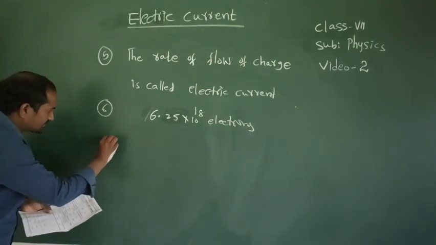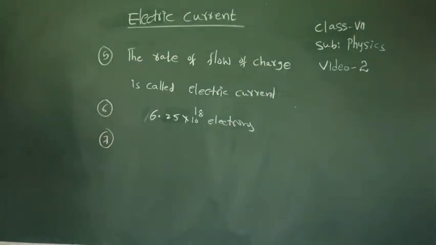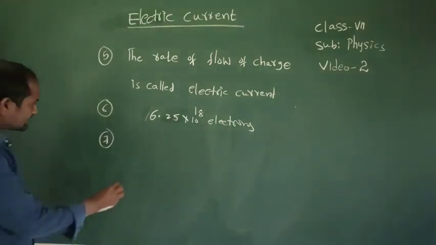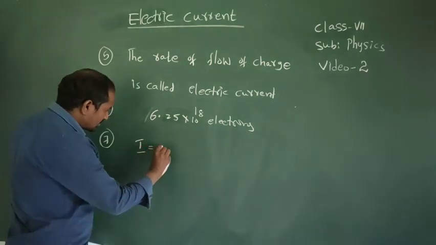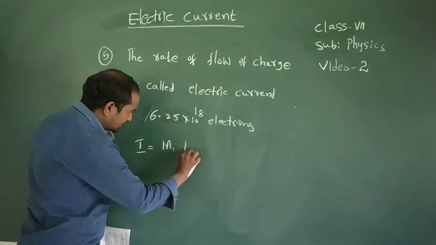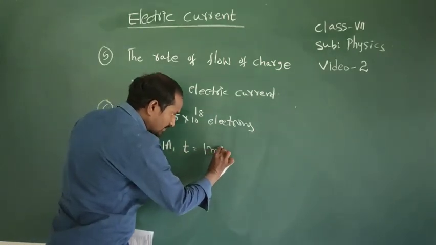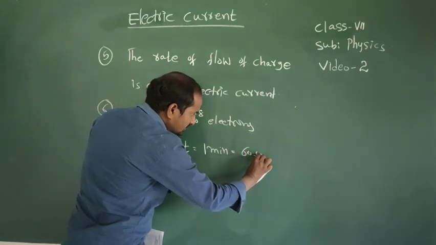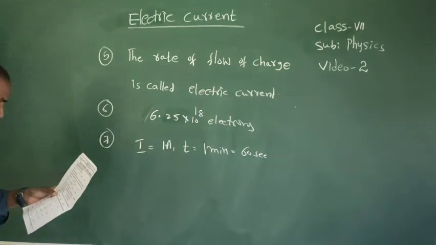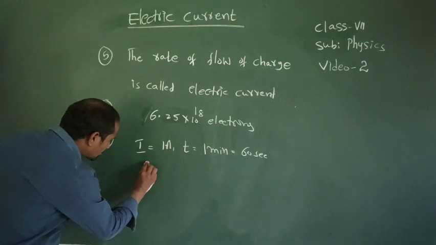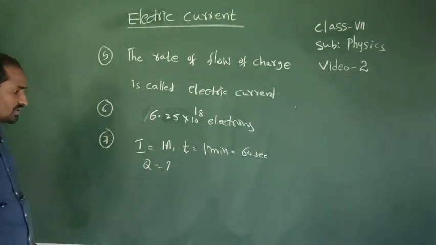Next, question number 7. If a current of 1 ampere flows through a circuit for 1 minute, then the charge flowing through the conductor is. Here I is given, I equal to 1 A, and T is given, that equal to 1 minute equal to 60 seconds. Then find the charge. Q equal to how much?